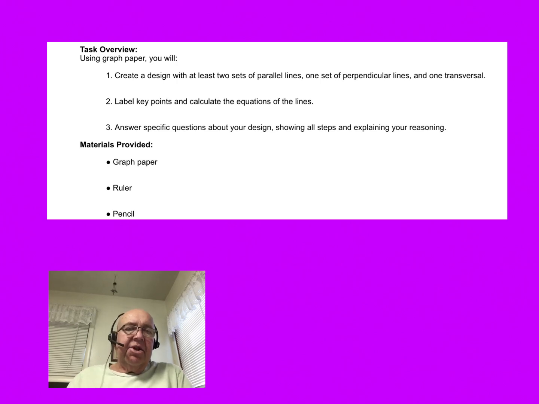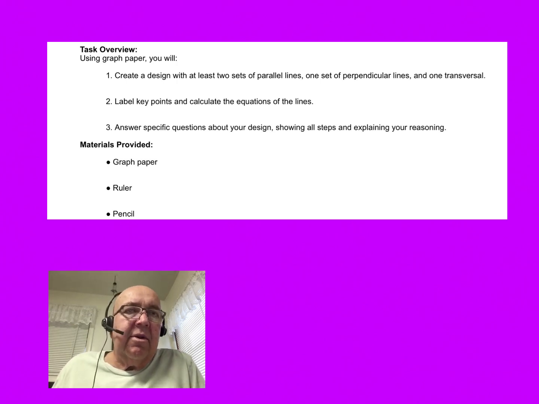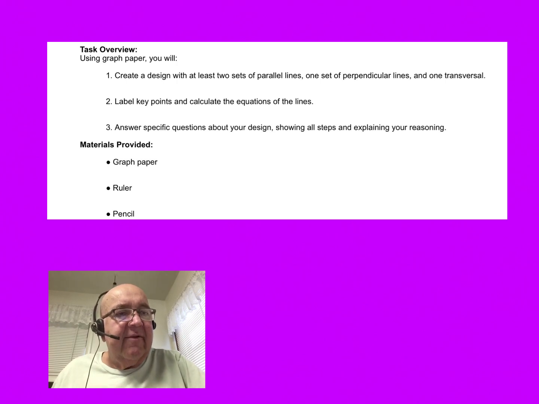Again, I'll urge you to look at the rubric to see how things will be evaluated. Focus on the exemplary and the proficient levels for what you want to target your end work to be.